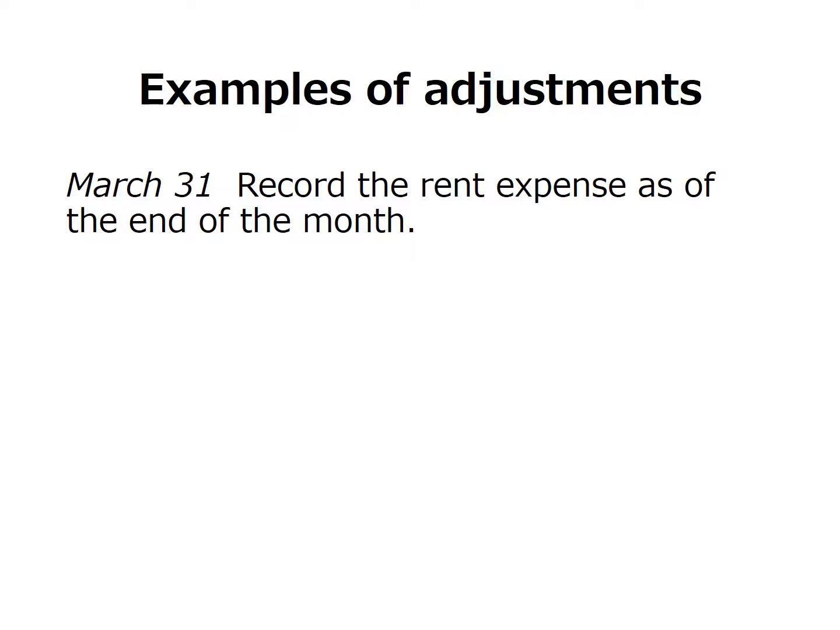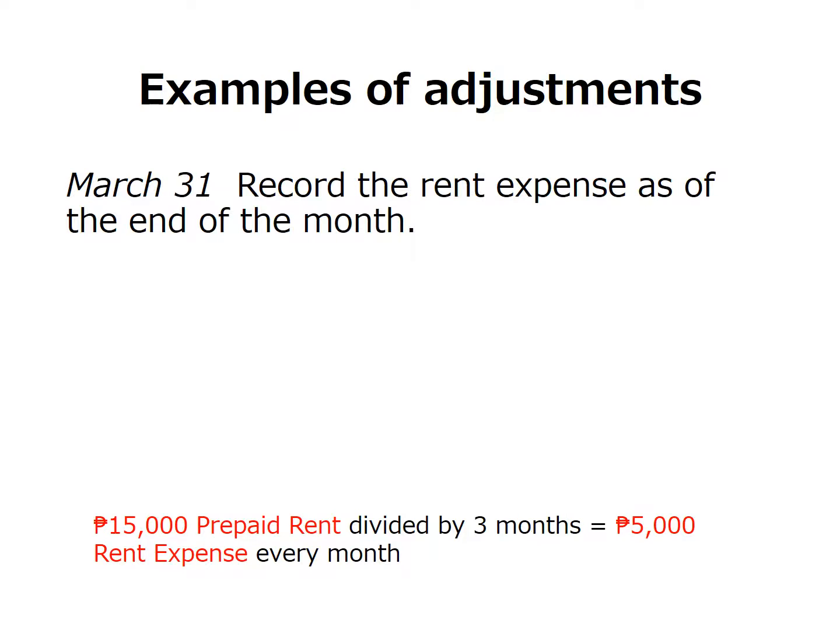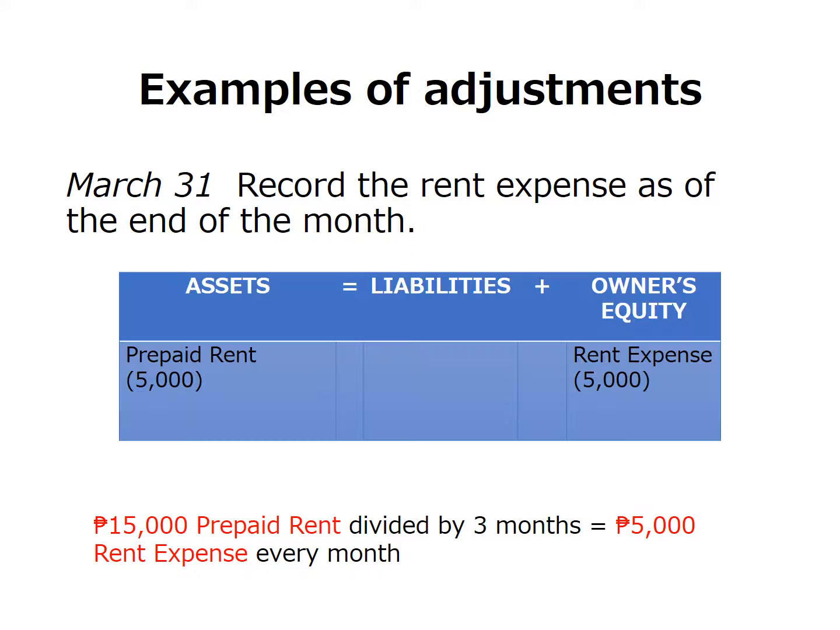Our first adjustment is to record the rent expense as of the end of the month. We have 15,000 prepaid rent, and divided by 3 months, every month we are going to recognize rent expense equivalent to 5,000 pesos. So for this month, as of March 31, we need to recognize the expired portion of the prepaid rent. In order to analyze the transaction, we are going to use again the accounting equation.